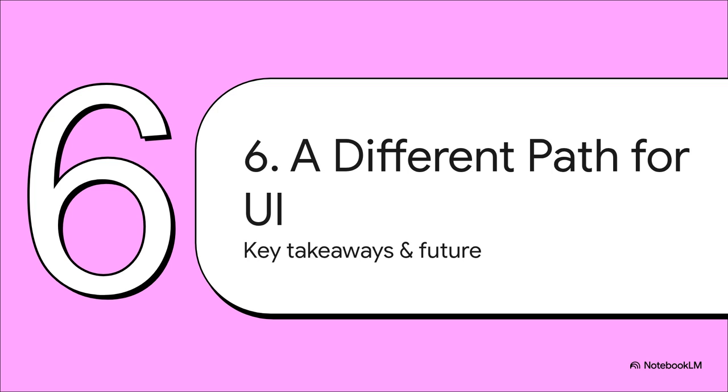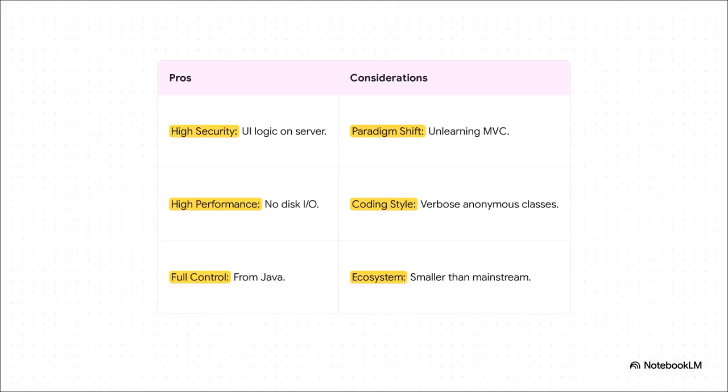Okay, let's pull all of this together. It's pretty clear that wffweb offers a fundamentally different way to build web UIs with Java. So, let's be real, like any technology, there are trade-offs. The pros are huge. You get incredible security, amazing performance, and total control all from your Java code. But there are some things to consider. It's a big mental shift from MVC. And some of the older code examples use a coding style that can get a little wordy if you're not careful. Plus, being a more niche framework, its ecosystem isn't as big as something like Spring or React.